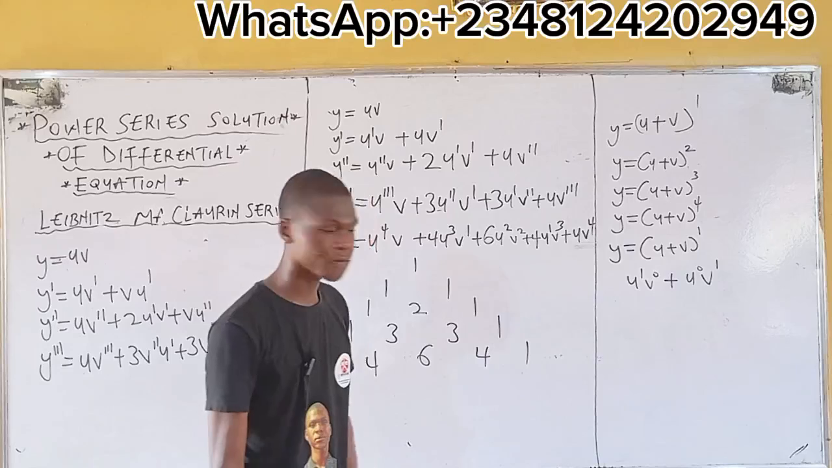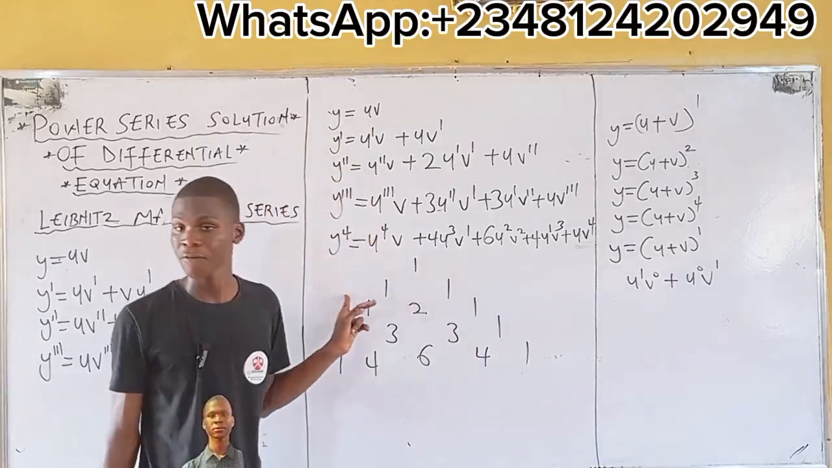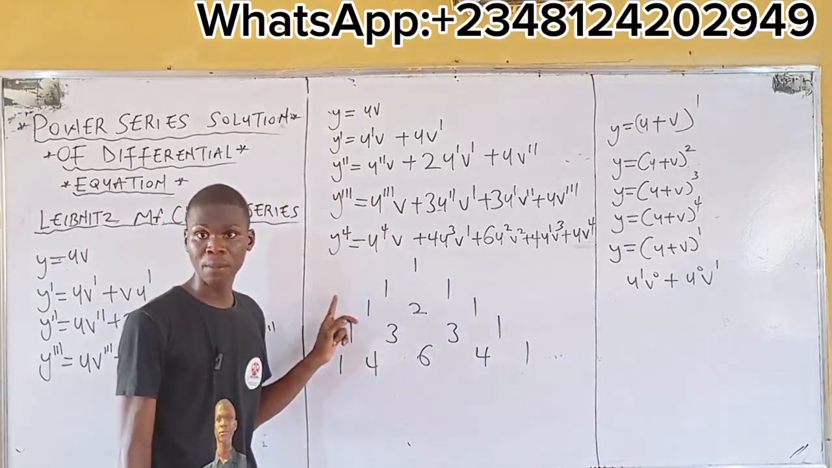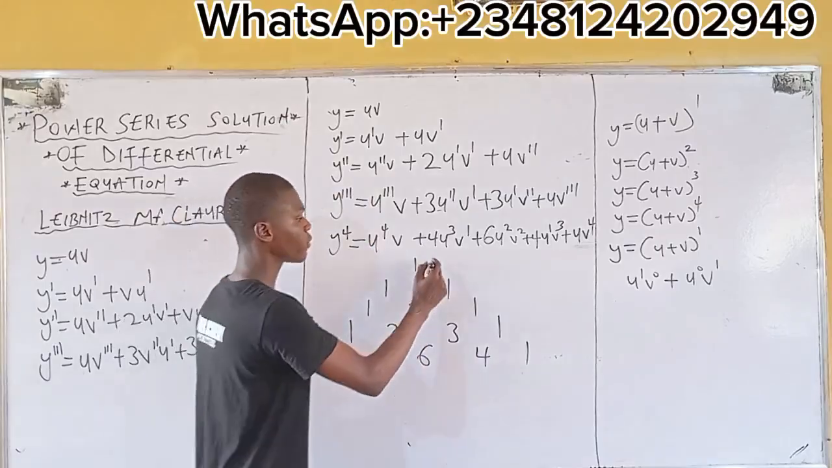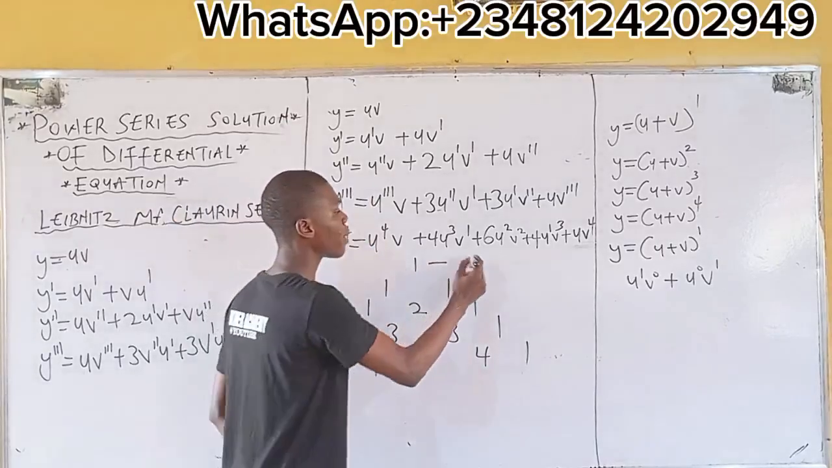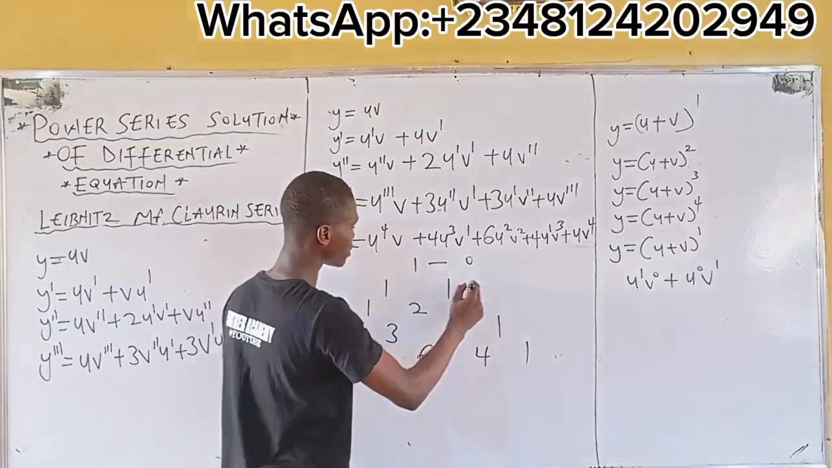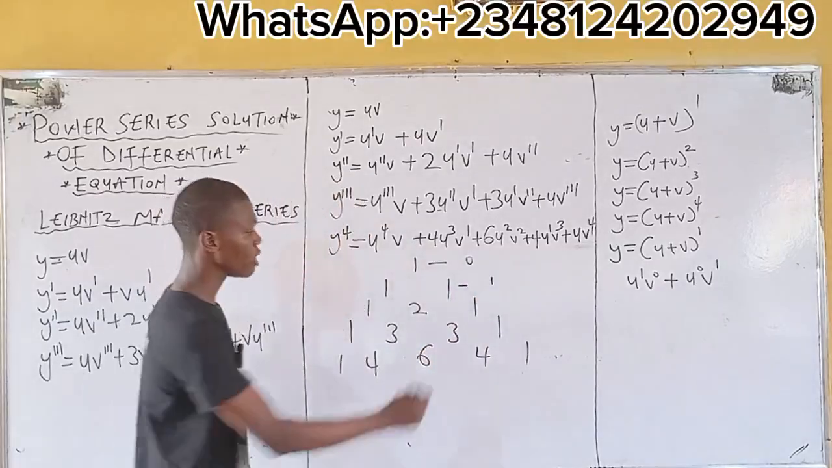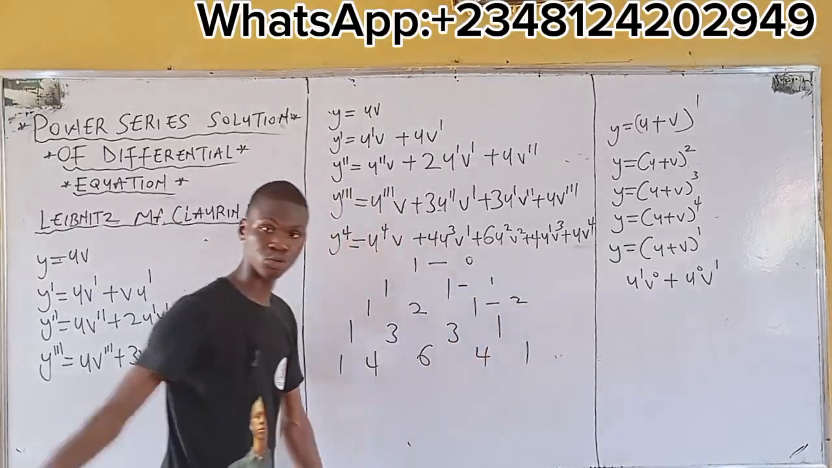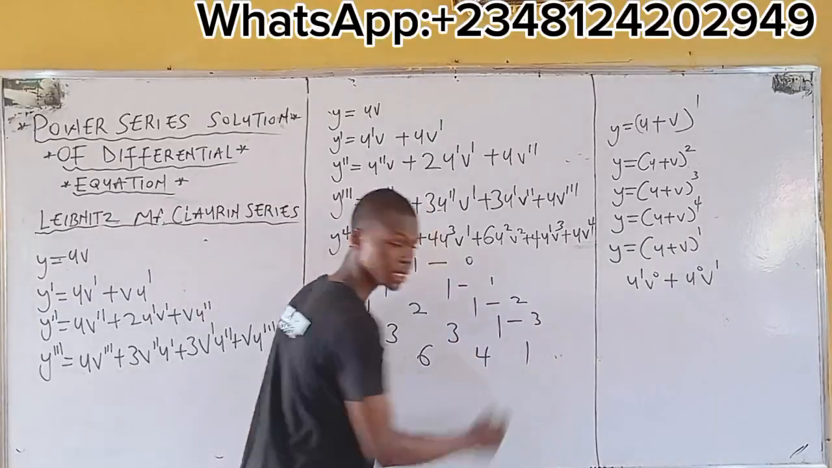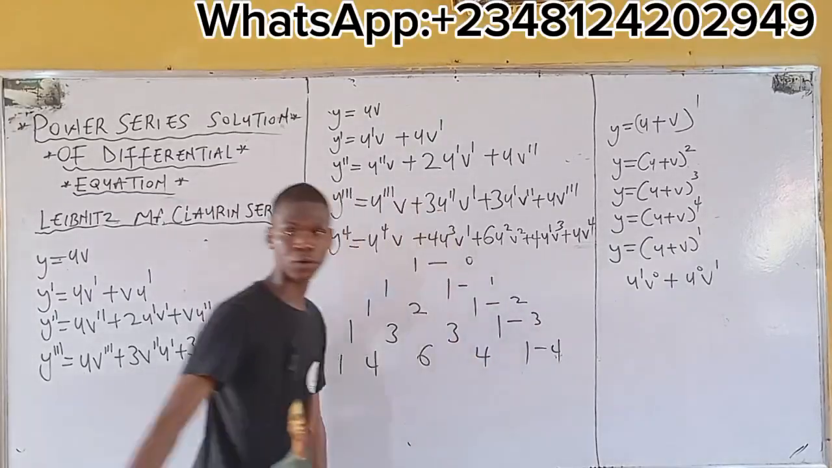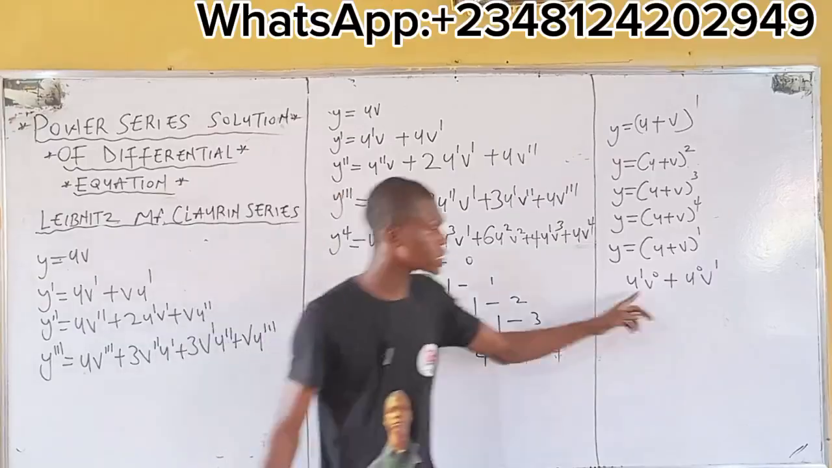How do you get your coefficient? Following Pascal triangle. By Pascal triangle, we are saying that for this, you have this coefficient when your power is 0. You have this coefficient when your power is 1. You have this coefficient when your power is 2. You have this when your power is 3. Then you have this when your power is 4. Right? So we've gotten this.